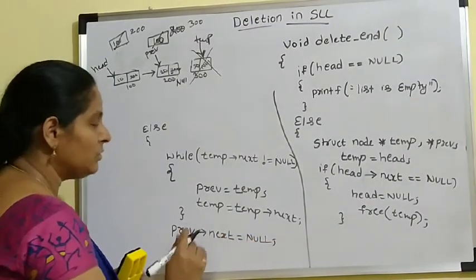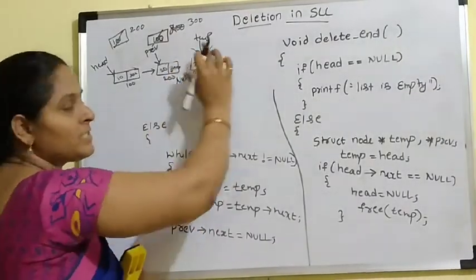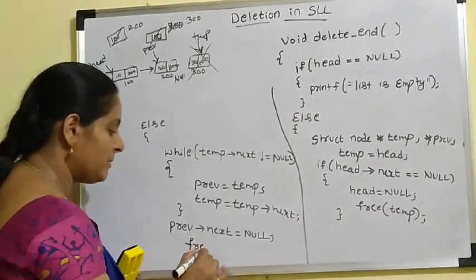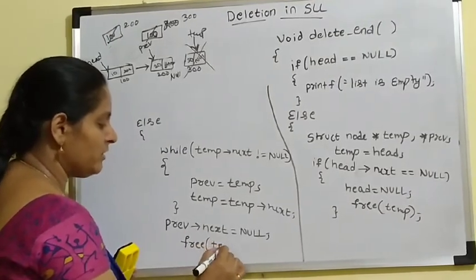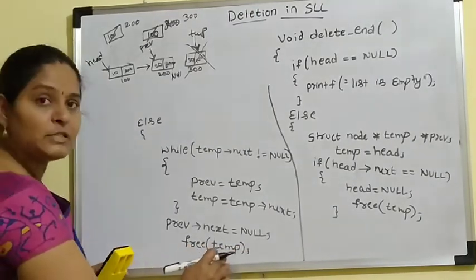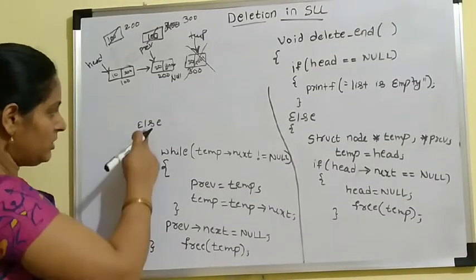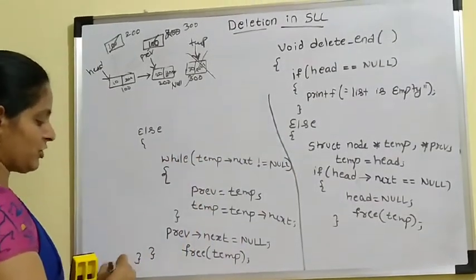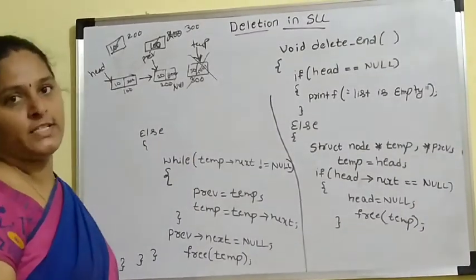After placing the null value, automatically this link will be disconnected between those two nodes. The last node will be separated from the list. Now we can freely remove that node from the memory. So free the memory by using the free function, free temp. Automatically the memory will be released from this temp node. So close this else block, and close this outer else block and the delete function. This is the code for deleting the last node in the list.